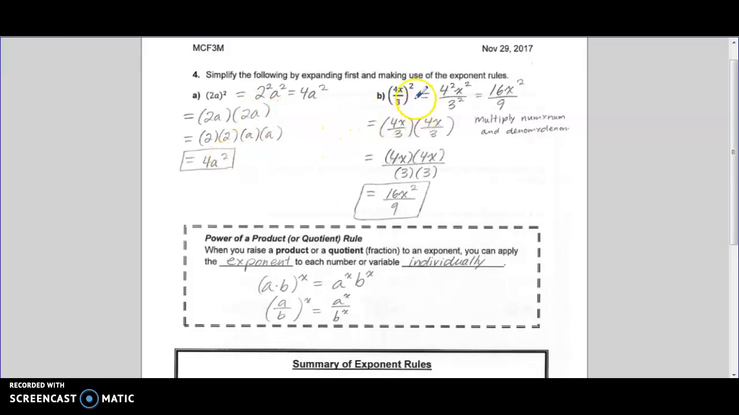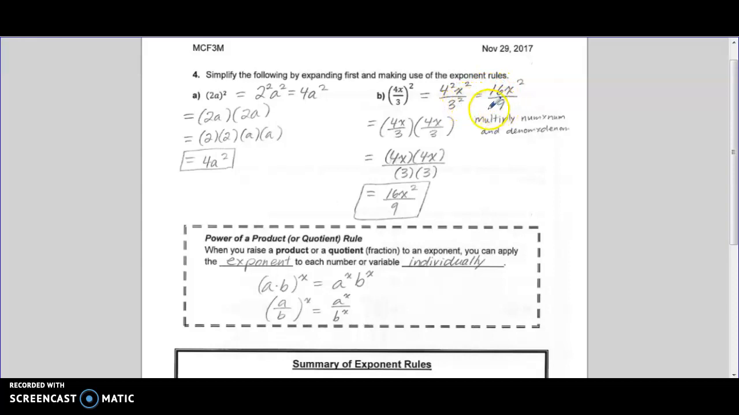So the same thing applies when we have a fraction. Okay, so the power of 2 is outside the bracket, so that 2 now needs to apply separately to each coefficient and each variable in the bracket. So this power of 2 has to apply to the 4 separately, then has to apply to the x separately, then has to apply to the 3 separately, like you see over here. Once you do that, you can simplify the 4 squared, which gives us 16, and the 3 squared, which gives us 9.